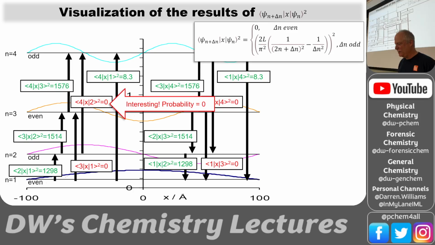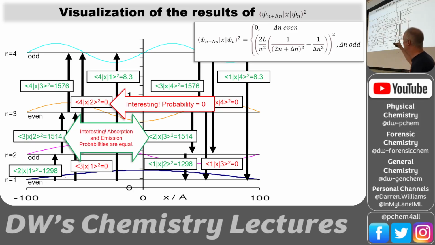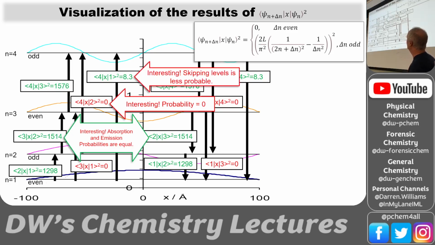Okay, this is also interesting: because it's delta n squared, it doesn't matter if it's going up or down. So delta n could be negative, and you get the same intensity. So absorption and emission probabilities are equal to each other. And it's also interesting that the skipping of levels is much less probable, so that's why the intensity is really small. The waves just don't overlap as well.